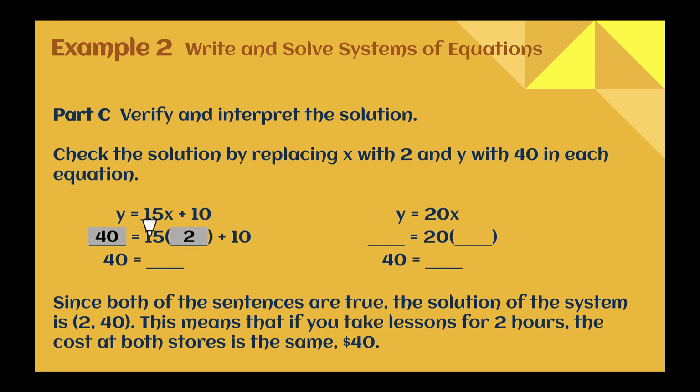If I plug them in, 15 times 2, $30 for 2 hours, plus the $10 supply charge. It does cost $40. If I plug in 2 and 40 for my $20 per hour, 2 hours at $20 per hour is also $40. So since we plugged the point in and both of them were true, that is our solution. It's (2, 40). What this means in the context: if you took lessons for 2 hours, so x was 2, the cost at both stores is the same at $40.